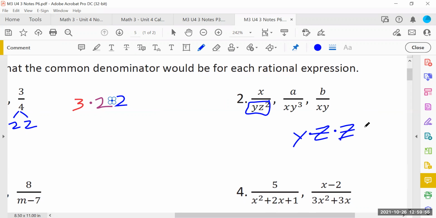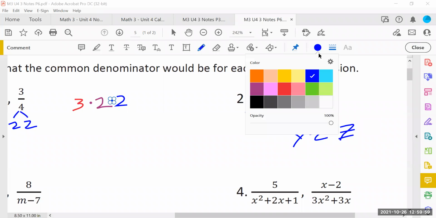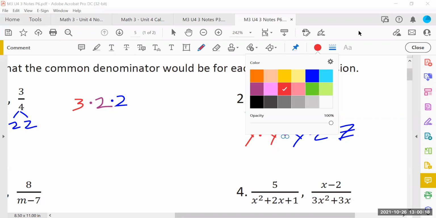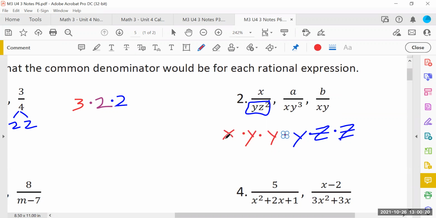Then I come to the second one, and I see xy cubed. Well, I already have 1 y, but I need 3 here, so I need 2 more. Y and y. That gets me 3 y's. And then I don't have any x's yet, so I need to add an x in there. So now I have all the pieces I need to make the first 2.